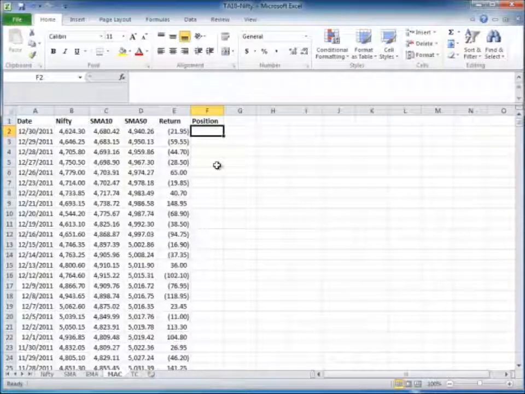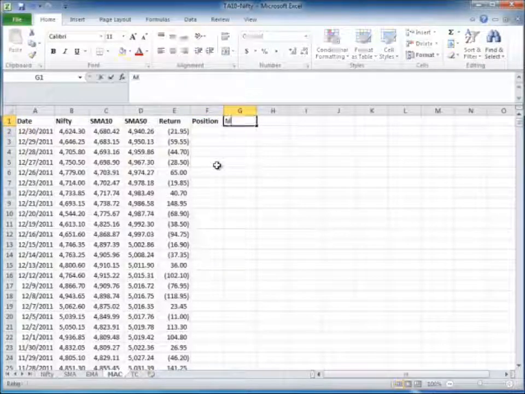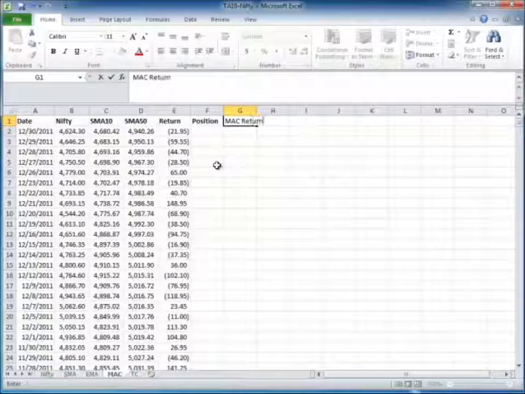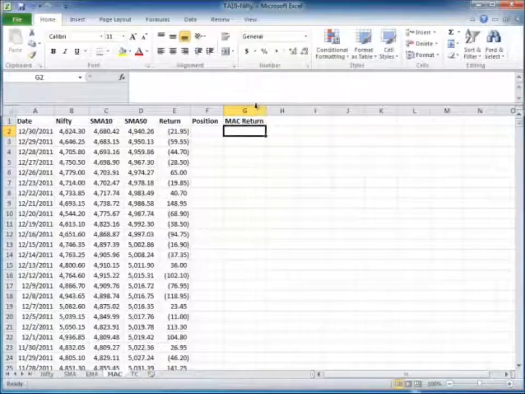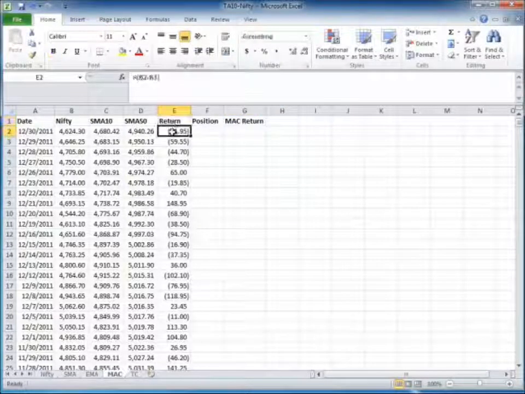And then finally here I'm going to have the moving average crossover return. That is, how much do I get from my own strategy. Right, so this return is the return on the index itself. Right, this is the buy and hold return. Right, if we were to just hold the index on its own, how much would we make?